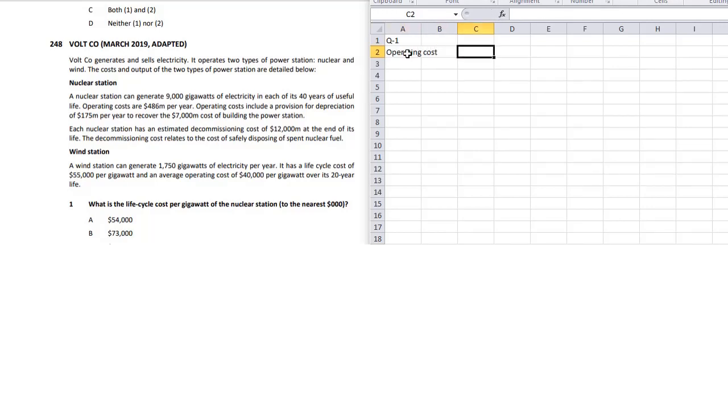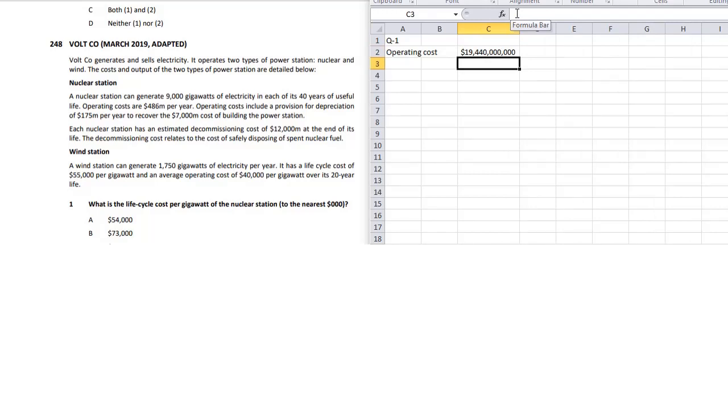First of all, the operating cost is $486 million. But this is per year, and what is the useful life of the nuclear station? It's 40, so we have to multiply it by 40, because in life cycle costing we take all the costs over the product life.